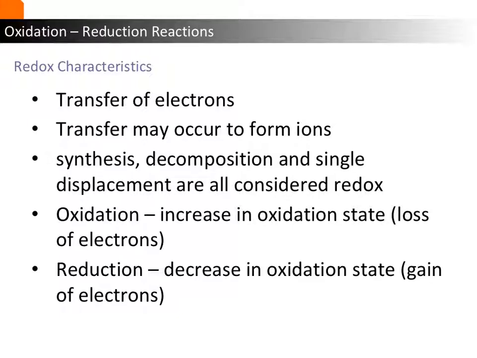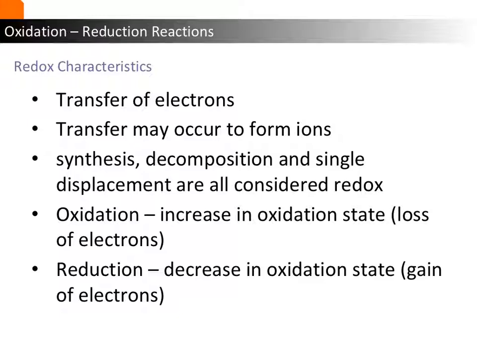Now, in the process of the electron transfer, the resulting compound or element may be an ion, but it could go from an ion to a neutral state. But this little note here is just here to remind you that an ion may be the result of a redox reaction. It doesn't always have to form a neutral compound.